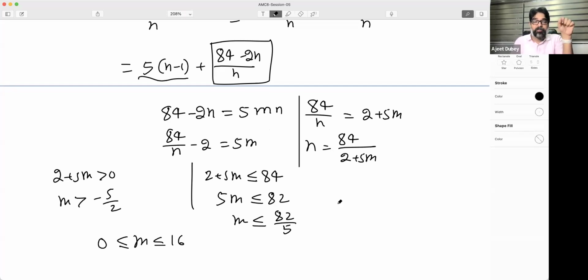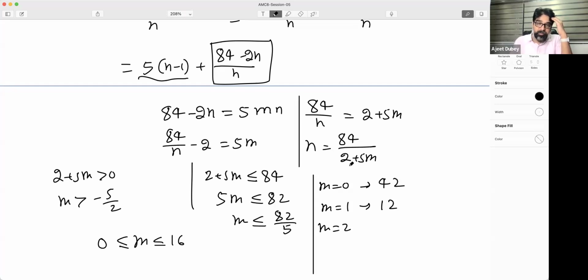Now, what are the possible values of m which can satisfy this condition? M equal to 0. Suppose m equal to 0. So what will happen? This value will become 84 by 2, so the n value will become 42. M equal to 1. So the n value will become 84 by 7, which will become 12.